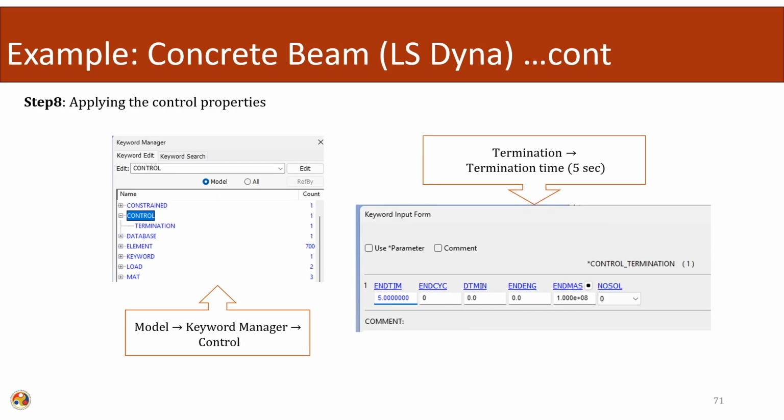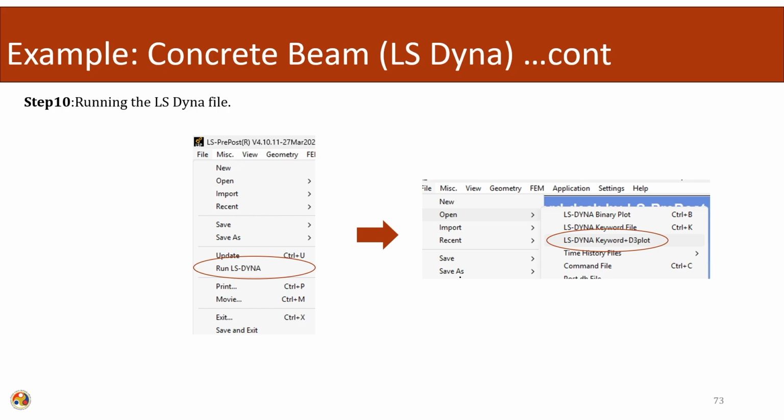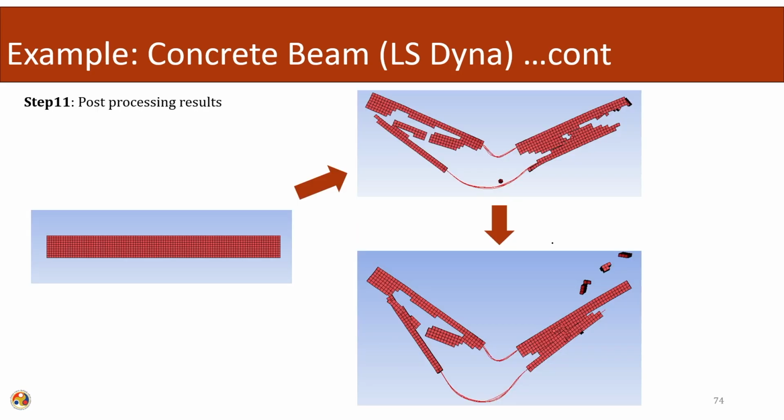Then we give the control cards. Basically we are telling the software how long to run. We are asking it to run for 5 seconds, and to give whatever outputs we require, and at what interval. We require the outputs at every 0.1 second, so we are putting it as 0.1. Then we run the LS-DYNA file, and after running we open the D3plot file, that is the output file.